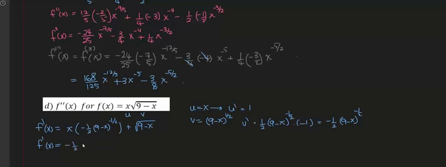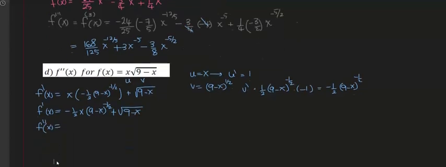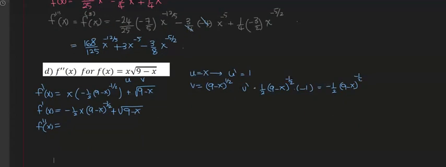It's going to be negative half times x times (9 minus x) inside that bracket. Of course, we can't distribute the negative half inside, neither the x, because the power of negative half forbids that. Plus root 9 minus x. Now we are able to compute the second derivative, where we have here x times the root.